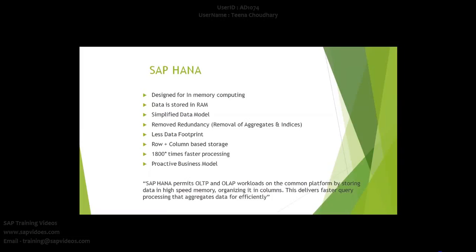So obviously, if you are removing all these tables, the data footprint will come down. So instead of storing the data in 20 different tables, you are storing the data in only 1 or 2 tables. So you are reducing the data footprint to 1/10 or 1/20th depending upon the scenario. But definitely you are reducing the footprint.